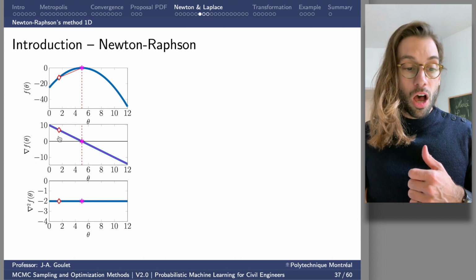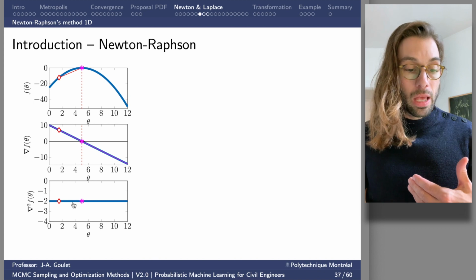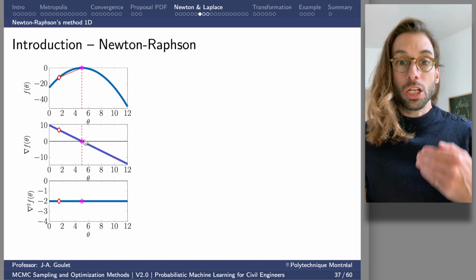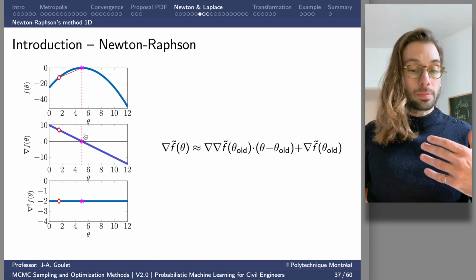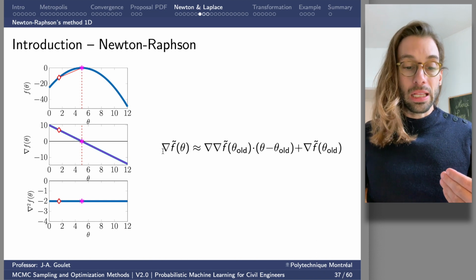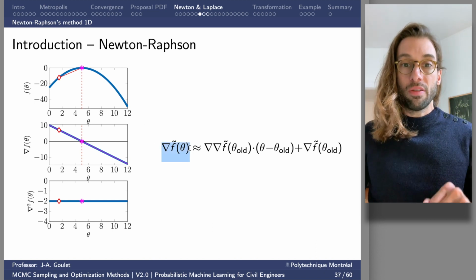The derivative of my derivative is going to be its slope. And from this information, I can retrieve at what point the derivative is equal to 0. So the key here is to build an approximate linear model of my function, of the gradient of my function.